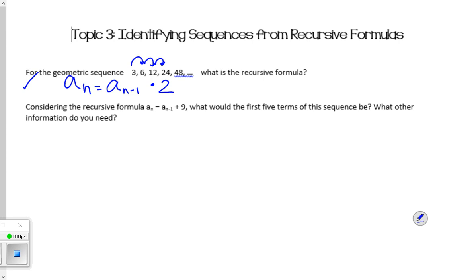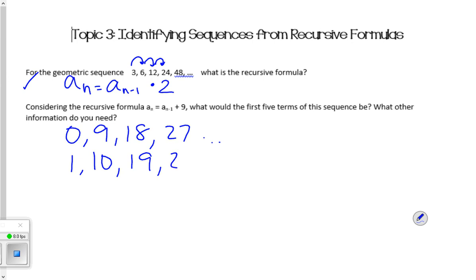The next problem says we're considering the recursive formula a sub n equals a sub n minus 1 plus 9. What would the first 5 terms of the sequence be? And then what other information do you need? So, okay, we're adding 9 to the previous number, but what is the previous number? You may think, okay, we'll just start at 0. So it'd be 0, 9, 18, 27, etc. Or maybe it's starting at 1. It'll be 1, 10, 19, 28, and so on. Or maybe you're starting at 12, and then it'd be 21, 30, 39, and so on.